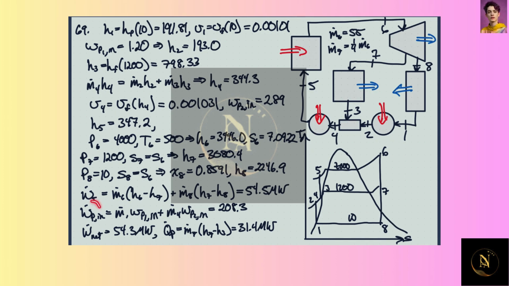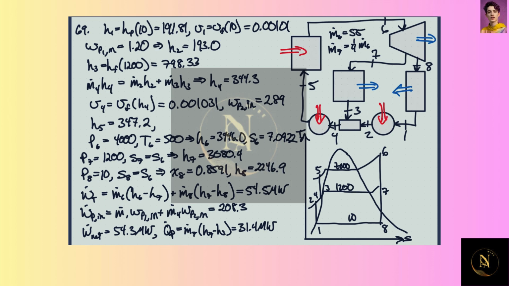For the rate of work, the power into the pumps, we know the specific work in each pump, and we know the mass flow rates through each pump. So we can add it all up, and we get about 208 kilowatts into the pumps. The net work is just this minus this, and so we have about 54.3 megawatts.